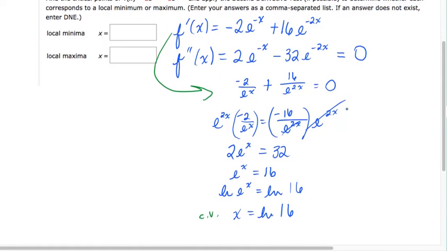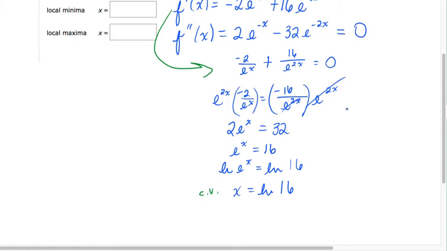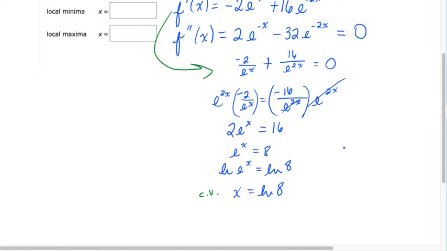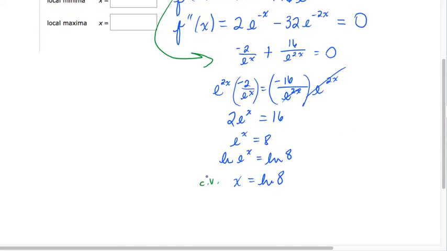Well, both sides are negative, so you multiply both sides by negative 1, they become positive. So this 32 becomes a 16. This 16 becomes an 8. Is that what y'all are getting too? I think so. I don't think much changed. Yay. That could have been way worse. Okay. So critical value is natural log of 8.